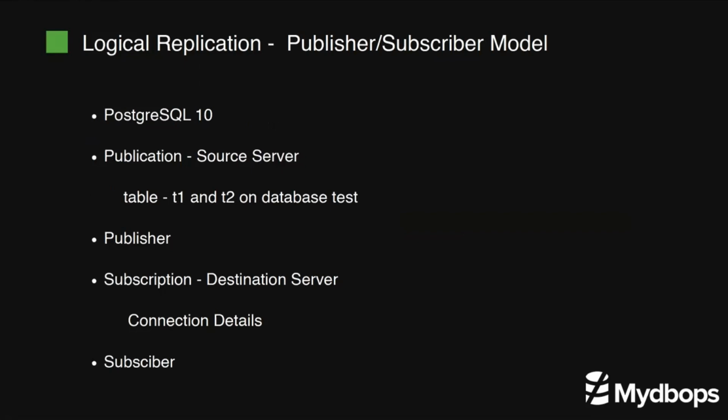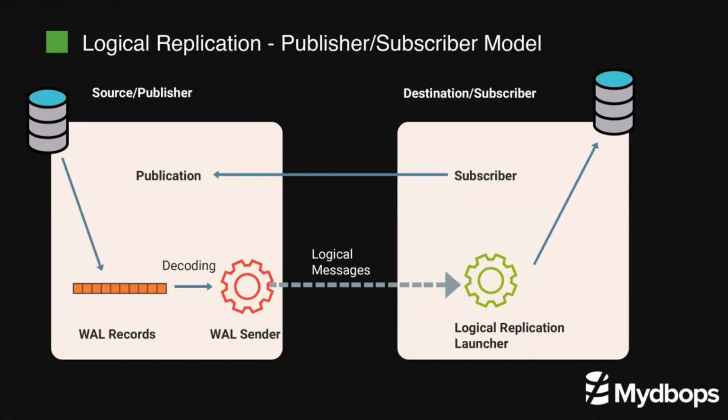And next one is logical replication, which is available from PostgreSQL 10. We can say it is a source server, which in logical replication we call a publication. In the publication, we will have tables, table 1, table 2. We need to define which tables we are going to replicate. And on the subscription side, we will have the connection details of the primary server. Okay, this is the diagram.